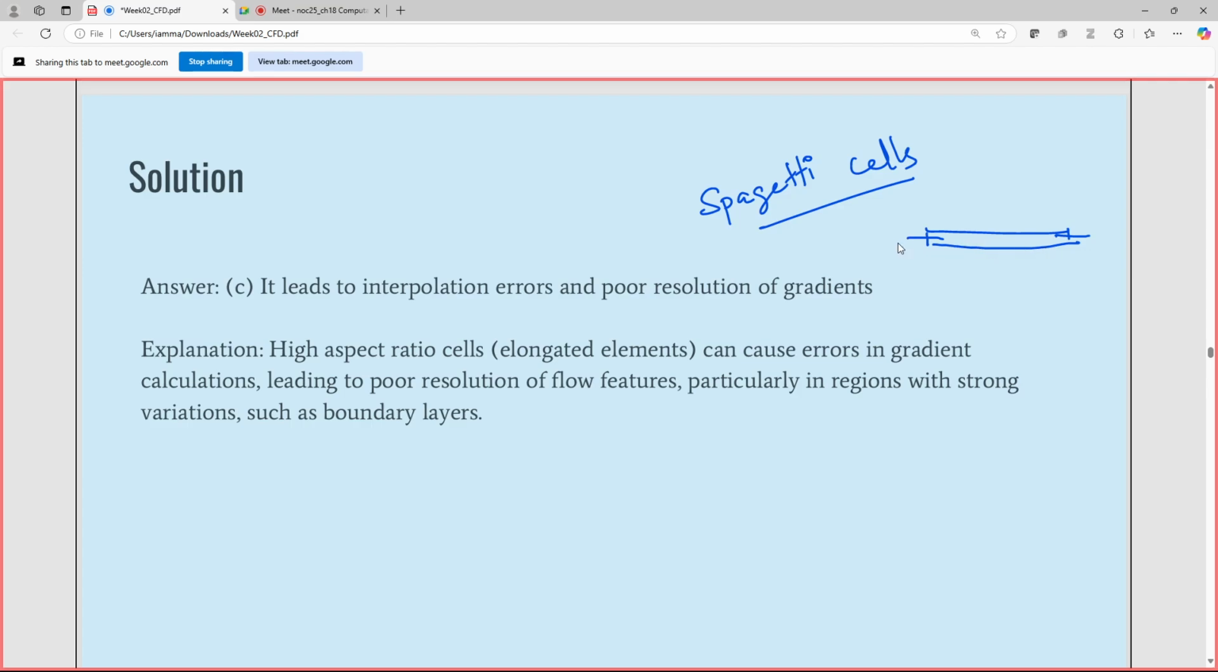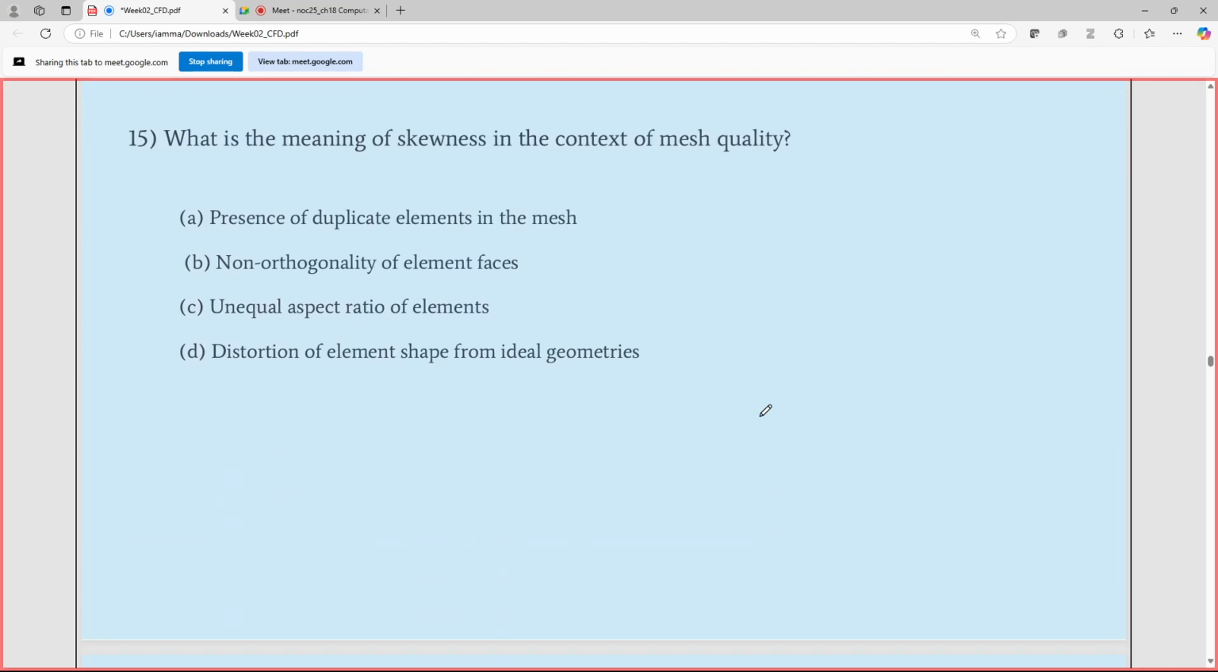The gradient in this direction, that is the x direction, will have to be calculated over a larger distance. That dx here will be much larger than the dy. That is, the distance to the other centroid or other element will be much larger. So the calculation of the gradient in the x direction, because the length of this element itself is high, such large directional values of dx can create poor resolution of the gradients. Moving on to the next question.